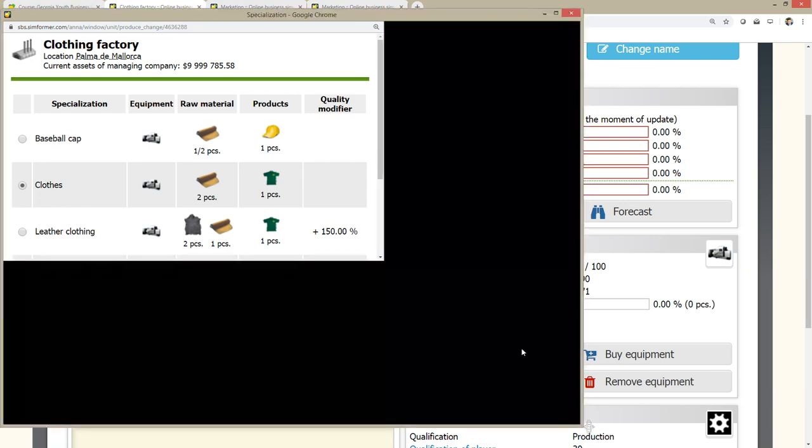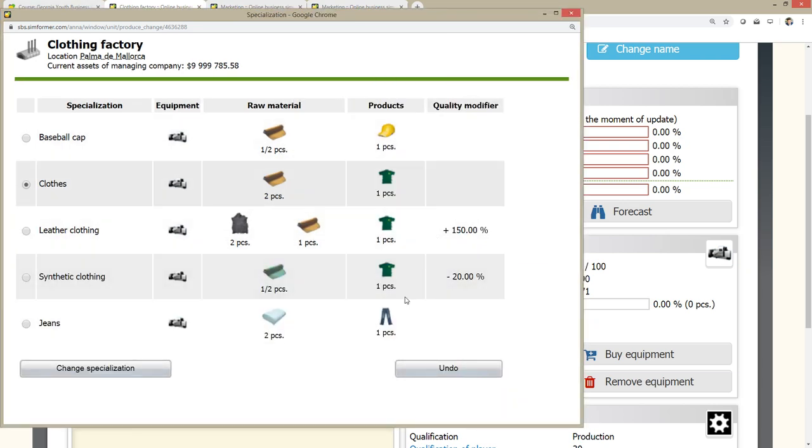various factories have different amount of specialization. Some produce only one good, some can produce different goods with the same equipment, but either same raw materials or different raw materials. Either have additional quality modifiers, because that's like a leather clothing, or you can jump into producing from gloves into baseball caps and use actually even smaller amount of raw materials that you have.